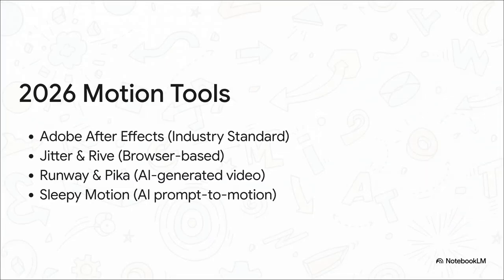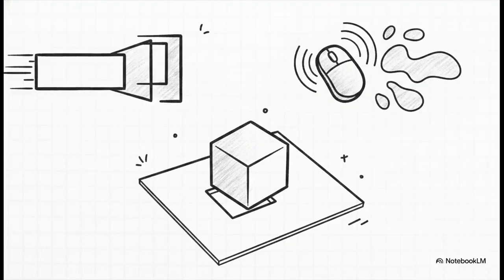So while Adobe After Effects and Cinema 4D definitely remain the undisputed industry standards for professional, precise keyframing, the barrier to entry has honestly never been lower. Browser-based tools like Jitter and Rive are absolutely amazing for beginners. But the real game changers right now in 2026 are AI tools. Platforms like Runway, Pika, and specifically Sleepy Motion allow for prompt-to-motion graphics. You can literally generate kinetic typography from text prompts in minutes. It's wild.